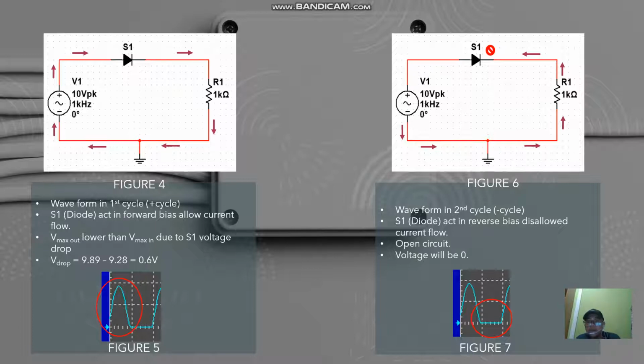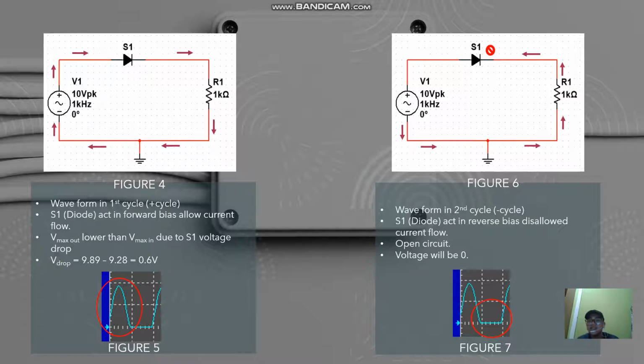the V maximum, and from the previous measured value we found that the V maximum is 9.28 volts. But if we compare it with the maximum of our input signal, it's slightly less, as our input signal voltage maximum is around 9.89 volts. And then if we subtract both of those values, we can gain the voltage drop, which after the simulation is around 0.6 volt, nearing the typical voltage drop of our S1, which is 0.7 volt. Then we go to the second cycle, which is the negative cycle.